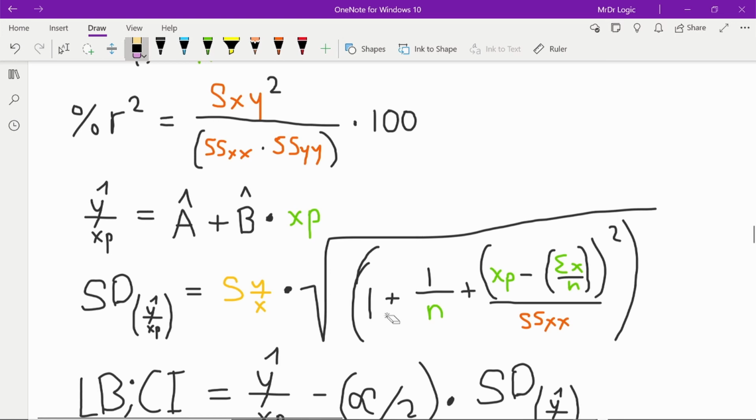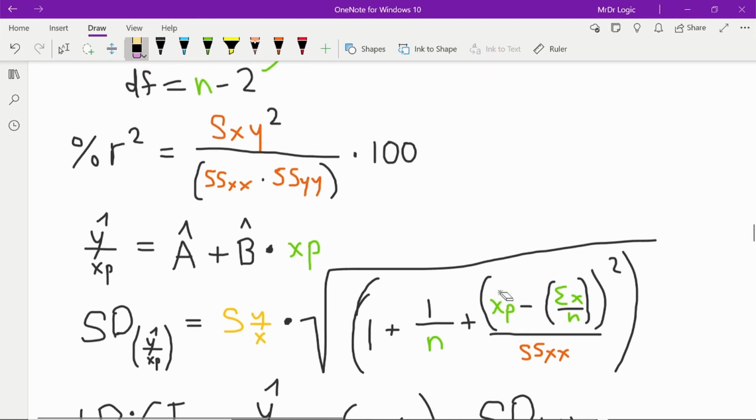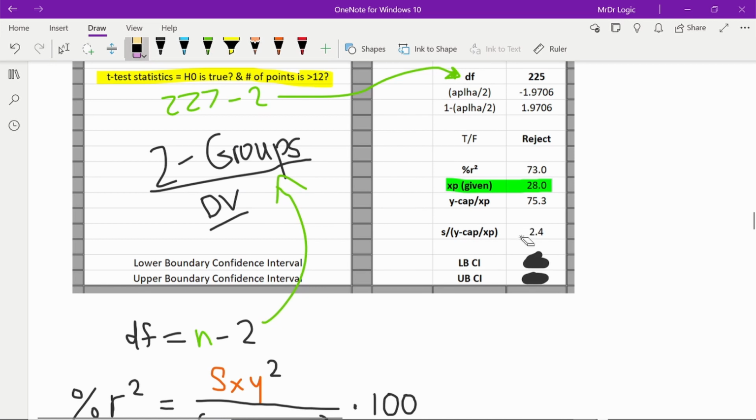And then you're putting it in this huge formula. So this is exactly what you're doing for the SD. It was confusing, but this is what you do. You 1 plus 1 over n. And the XP 28 minus that, which we got a couple of times. So whatever the difference is, you square divided by SSXX, and then you add this all up, square root the whole thing, multiply it by this, and you get the SD 2.4 because you want it in one decimal place.